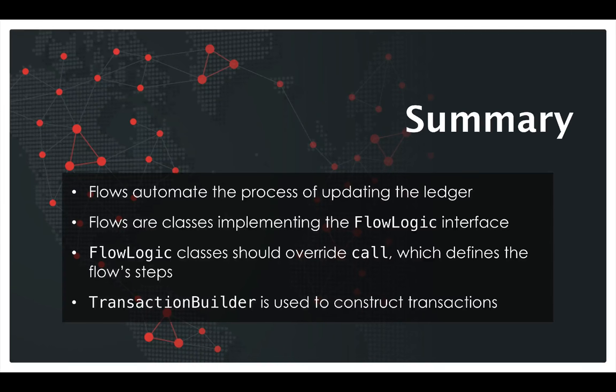In summary, we've seen how flows allow us to automate the process of updating the Corda ledger, and they can convert very complex business processes into single-click operations. Under the hood, every flow is an instance of a class that implements the FlowLogic interface, and a FlowLogic must have a call method that describes the series of operations that the flow will carry out. A flow can really do anything it wants, but one of the key things you'll often want to do is update the ledger, and that will involve building transactions. Whenever we want to build a transaction, we use the TransactionBuilder class.